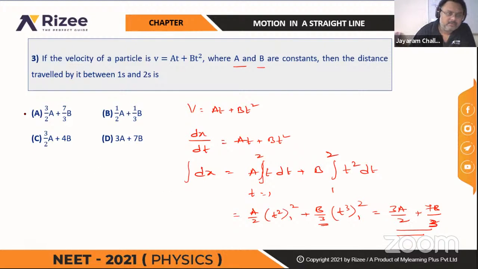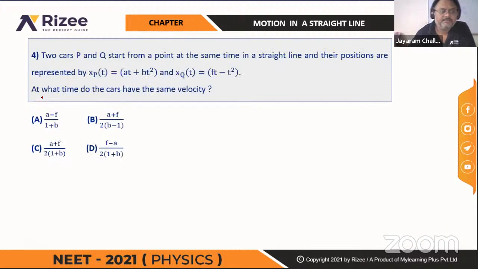Okay. So now this should be your first option. Next one. Two cars, P and Q, start from the same point in a straight line, and their positions are represented by x_P(t) and x_Q(t). At what time will the cars have the same velocity? That means he's asking when the velocity of P is equal to the velocity of Q. This happens at what time?